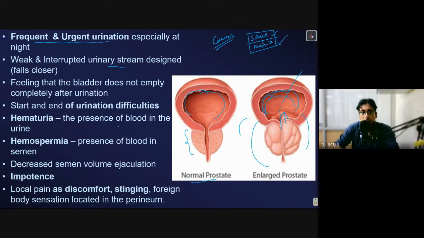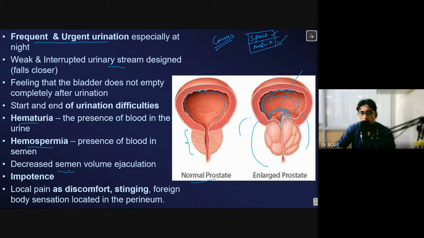This may cause pain, and you always have the feeling that the bladder is not empty because the space is already occupied, and it gives a sensation that the urine is still there, that the bladder is not empty. There can be hematuria or hemospermia, meaning a mixture of blood or bleeding during urination or during ejaculation.